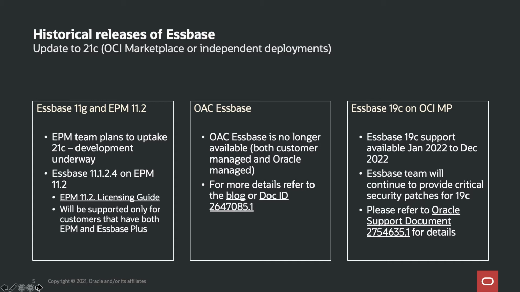However, if the customer wants to stick with 11G, then they have extended support available, provided they have both planning licenses as well as Essbase standalone licenses. The EPM team also plans to update our 21C version, which is a project that is underway, and we are working very closely with them to make sure that they are successful in uptaking 21C. Coming to OCI Essbase, we already have a lot of OCI Essbase customers which have started with 19C or are moving to 21C on the cloud.